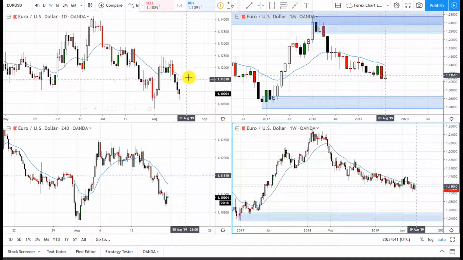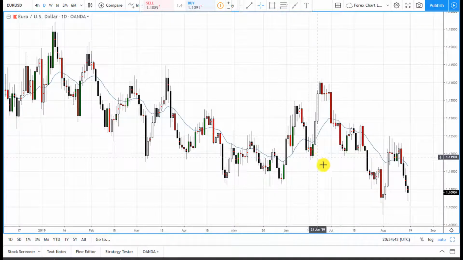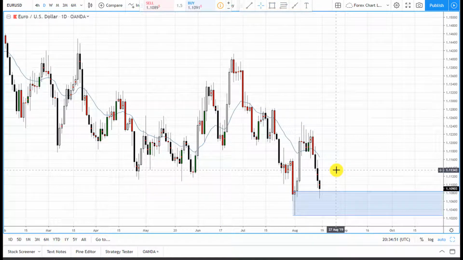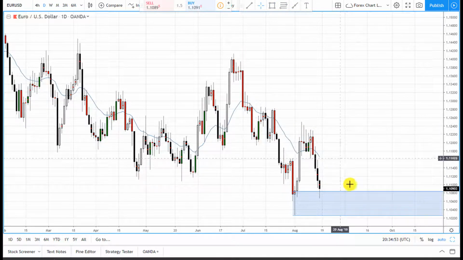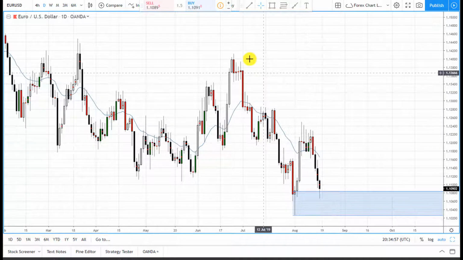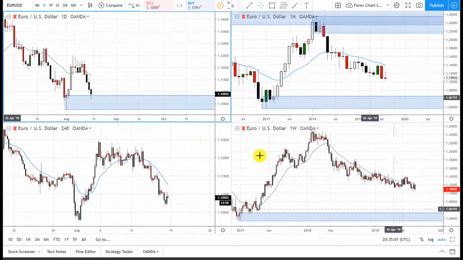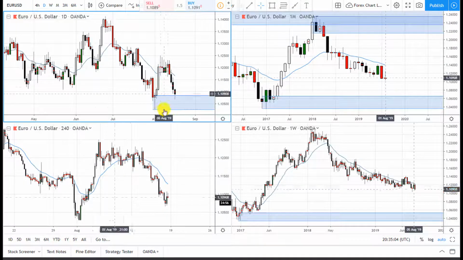Then on the daily, we see that there's a level of demand right here. And someone who's new to trading may think that, oh, this is a really good area to buy because this is a strong area of demand that's going to go up. But I'm making the case not to buy down here.